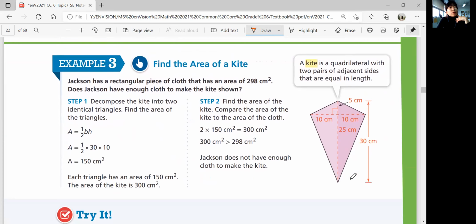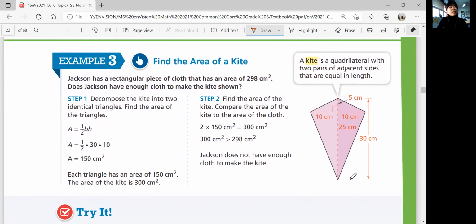So let's look at Example 3. Now we're going to find the area of a kite. A kite is a quadrilateral with two pairs of adjacent sides that are equal in length. So they're not opposite sides that are equal, but they're adjacent. They're right next to each other. These two are equal length. These two are equal length.